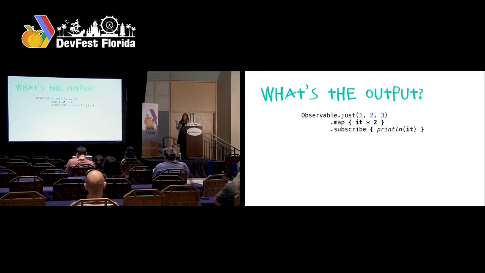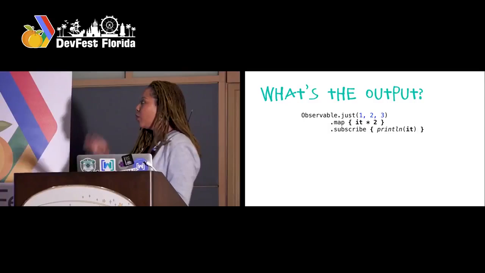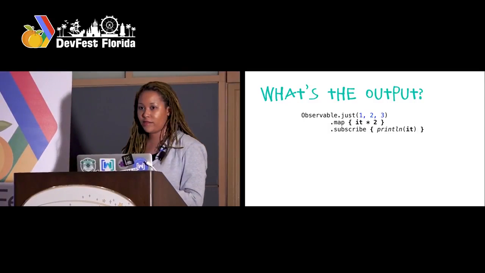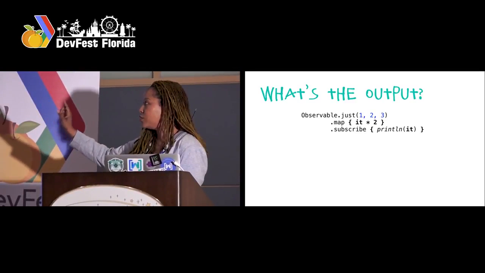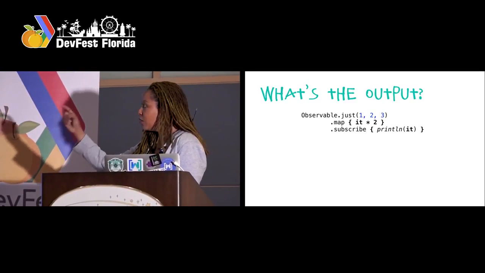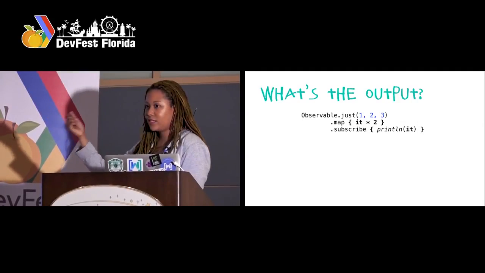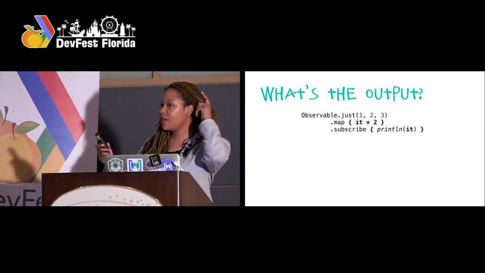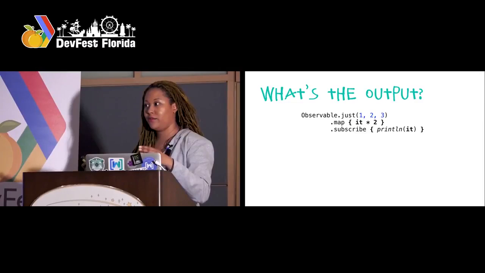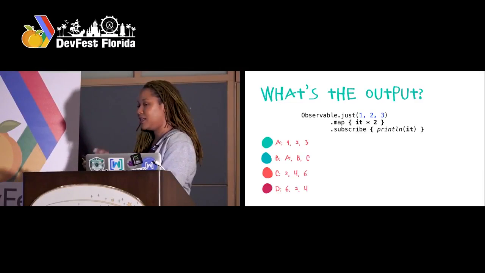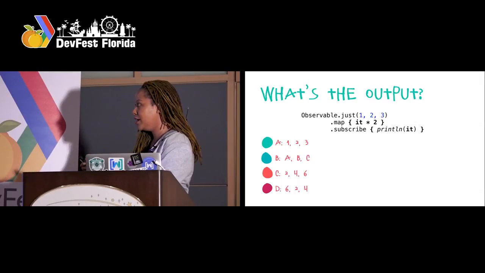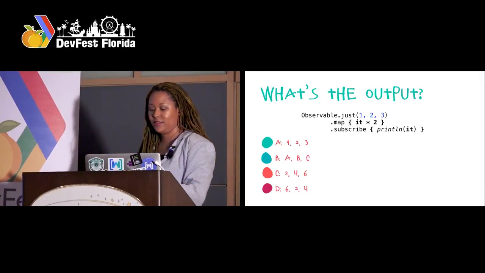So before we look at our last operator, I'm going to give you 2 questions to test your knowledge. What would be the output of this RxJava code? Okay, so we have observable.just with the numbers 1, 2, and 3. We have a map operator that doubles those numbers, and then we subscribe to it and print it out. So think about that for a second. Is it A, B, C, or D?